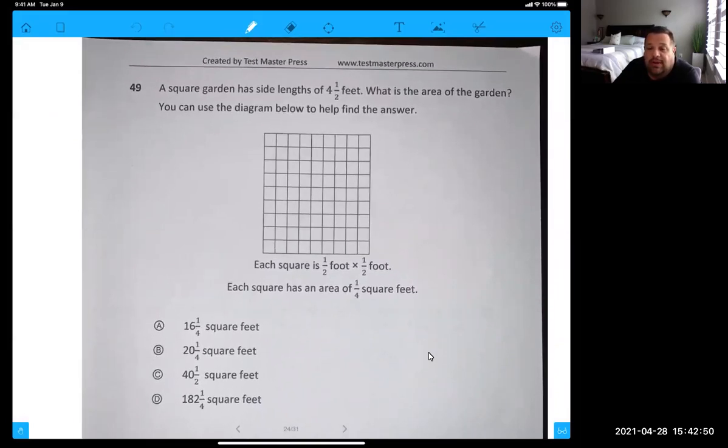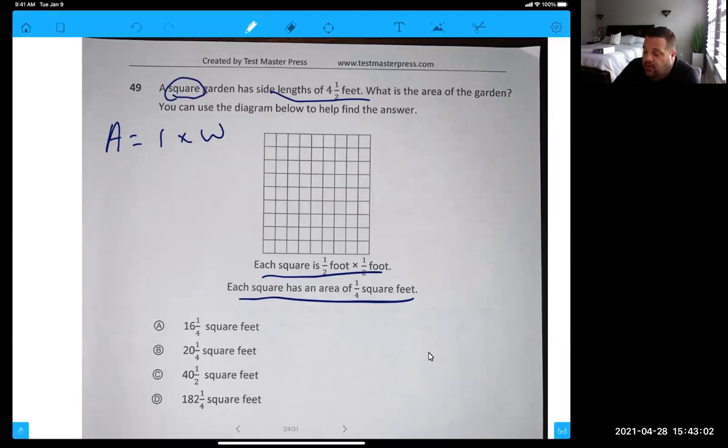49. So number 49 seems complicated because they're giving you all this jazz, but it really just comes down to area equals length times width. Well, if it's a square, all the sides are the same. So you are basically just doing 4.5 times 4.5.